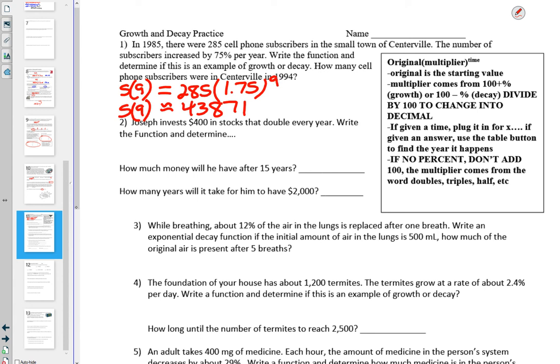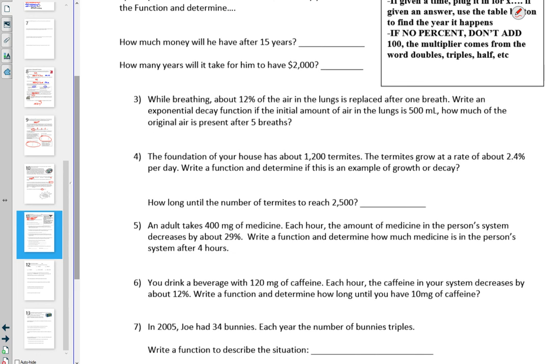Okay, let's do number 3. Number 3 looks good. While breathing, everybody likes breathing. About 12% of the air in the lungs is replaced after one breath. Write an exponential decay function if the initial amount of air in the lungs is 500 milliliters. How much of the original air is present?